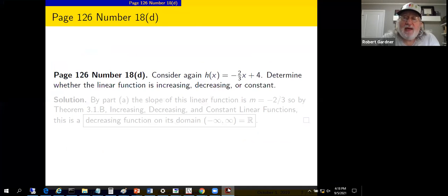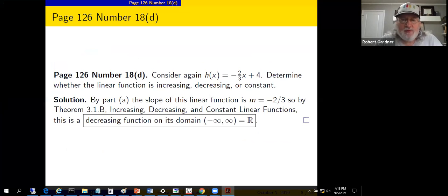To illustrate that, let's recycle the last little part of number 18. Consider h of x equals negative 2/3 x plus 4. Determine whether this linear function is increasing, decreasing, or constant. Excellent question. This is a piece of cake. Well, the slope is negative 2/3. We saw that in part A. Of course, it's the m in mx plus b. And negative 2/3 is negative. So this is a decreasing function. So this function is decreasing on all of its domain.